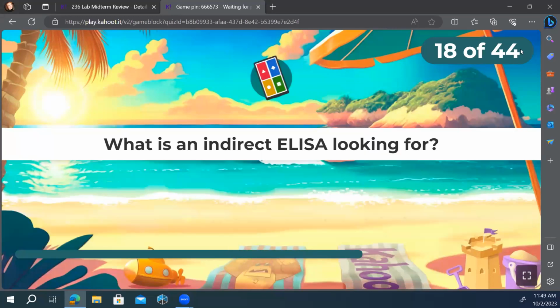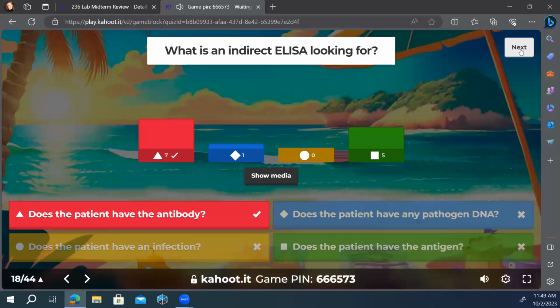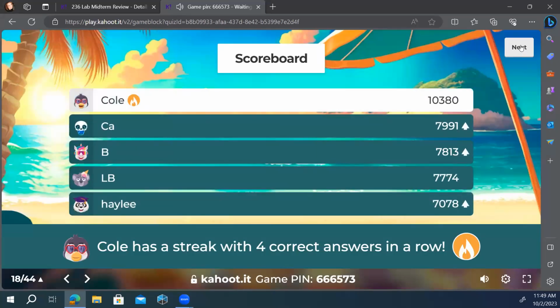All right, what does an indirect ELISA look for? All right, so at least you guys are getting it both in the right direction. So the indirect, that's the one that's going to be looking to see if the patient has the antibody. The direct is the other one. We've got that.